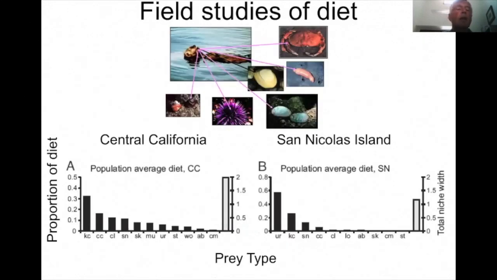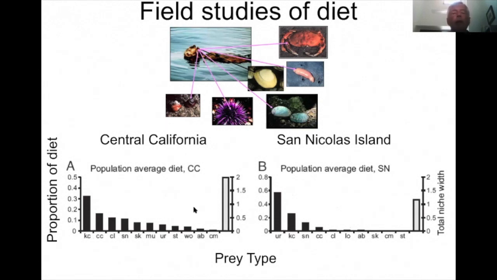And they do. So here is the diet of the otters at Central California, and along the base of this graph on the x-axis are just a bunch of letters that refer to different prey species. So UR is urchins and KC is kelp crabs and so on and so forth. And it doesn't really matter what these are for your purposes. And here is a comparable plot of the proportion composition of the diet of the otters at San Nicolas Island. And what do you see? You see a more diverse diet by far in Central California than you do at San Nicolas Island. So on the surface, that would seem to support the theory.